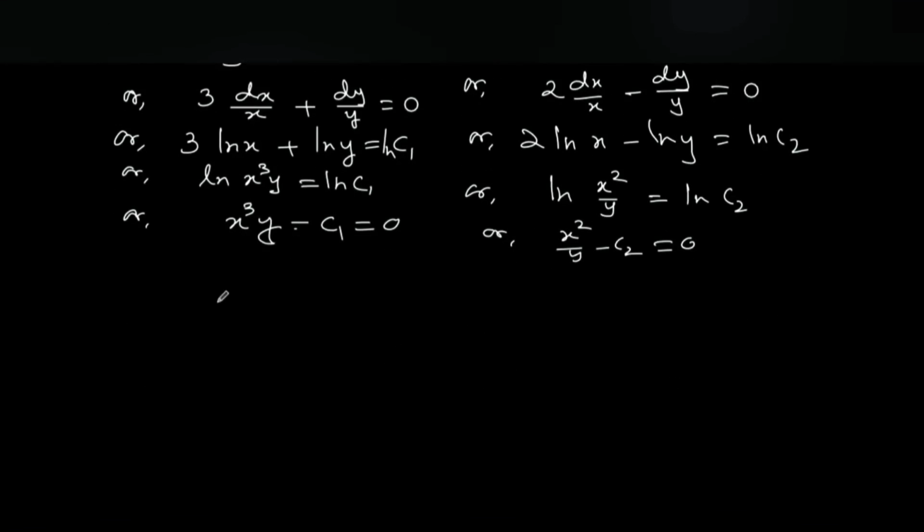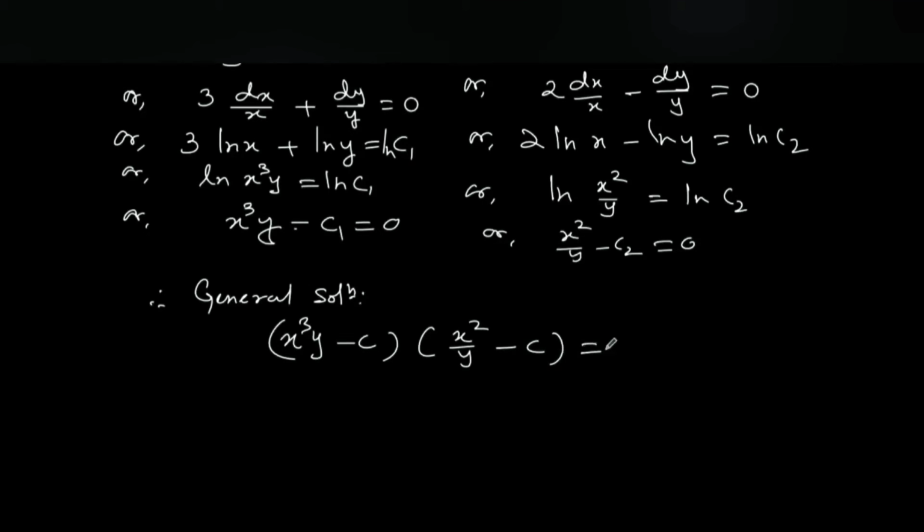So therefore the general solution will be the product of these two, with replacing the arbitrary constant by one arbitrary constant c, that is x cube y minus c times x square upon y minus c equals 0, where c is an arbitrary constant.